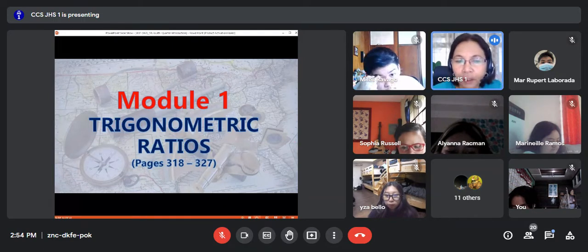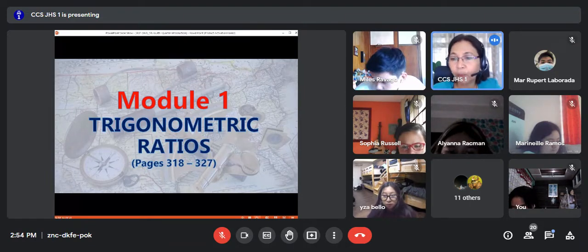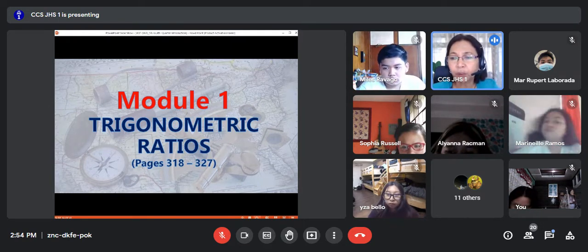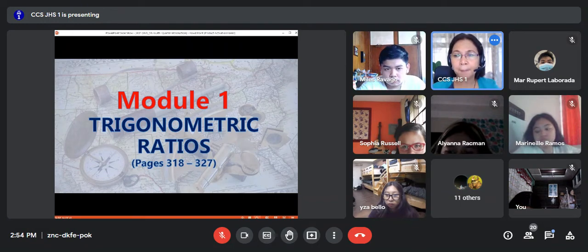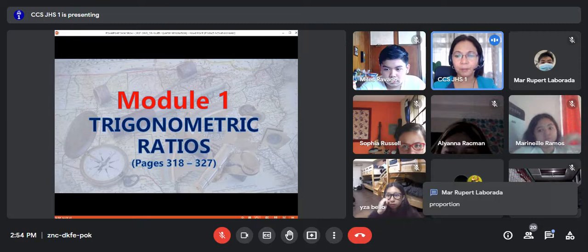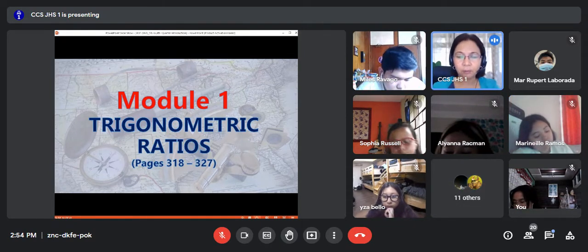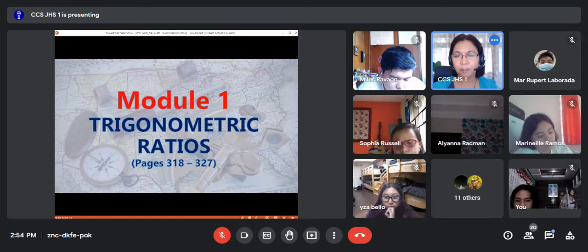Module number 1 is all about trigonometric ratios. From the word ratio, we are dealing with what? What's another word for ratio? What kind of numbers? Positive quantity. Fractions. So we will be dealing here with fractions.